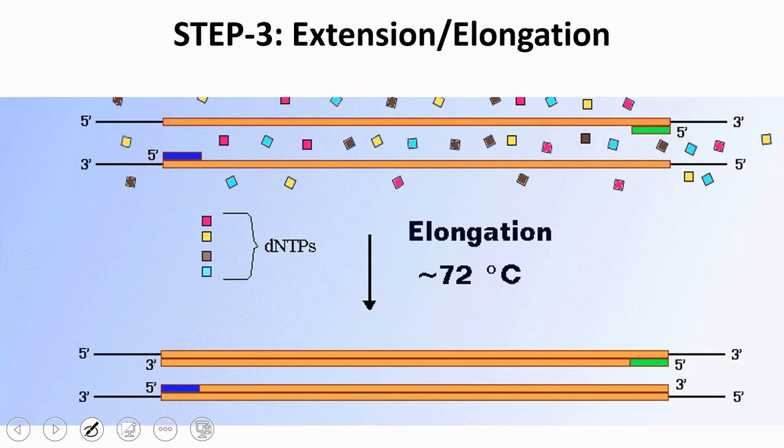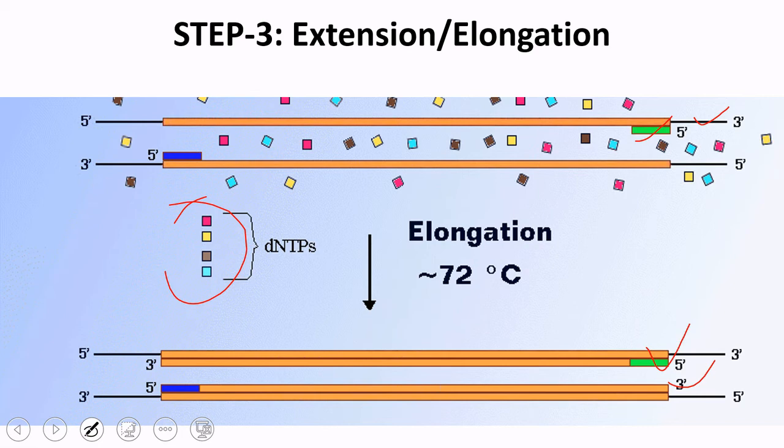Whatever small squares you see are showing the nucleotides, four different types of dNTP. This is the original DNA, this is the primer which is annealed there, and we have DNA polymerase which is now going to elongate. Both strands of DNA have been elongated. So ultimately we will have two double stranded DNA molecules.